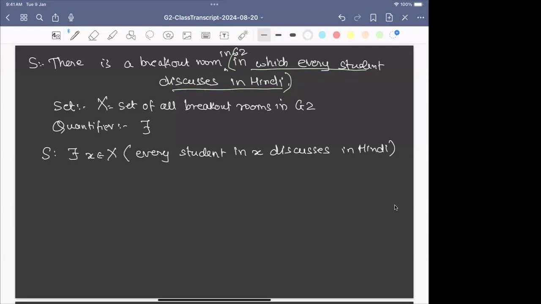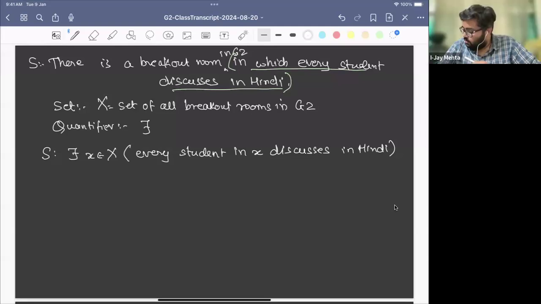Sir, can the set here be a set of students? Why students? Every student, right? Or all students. It's just a word, all students. If you don't want to use this, all students in x discuss in Hindi. Is that the confusion?